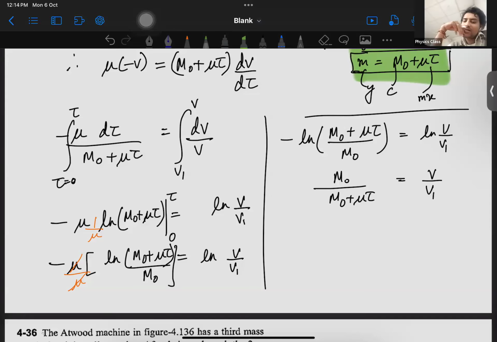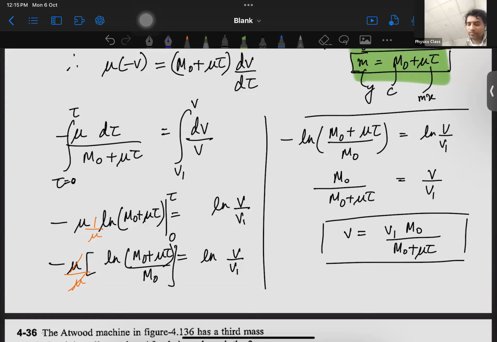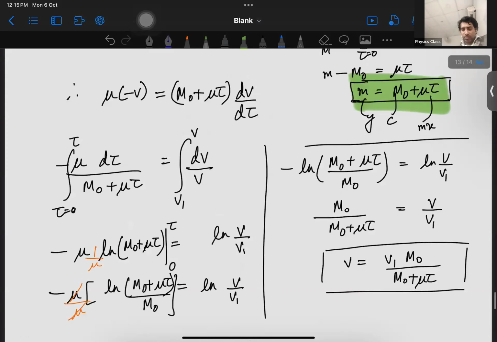There is another way to do the same. Initially, by balancing the momentum in the x direction of the particles finally as well as the initial system. That also can be done. We'll check that also. Right. So we get v as how much? v1 m naught by m naught plus mu t. Okay. This one is clear, no doubts are there. Okay, this was one example.